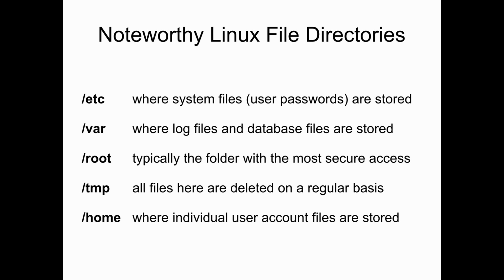For task 6, let's do a short introduction to some of the common directories on Linux systems. The /etc directory is where system files and user passwords are stored. The /var directory is where log files and database files are stored. The /root directory is the home folder of the root user and is typically the folder with the most secure access. The /tmp directory is used to store files that are only used briefly, because all files here are deleted on a regular basis. The /home directory is where individual user account files are stored.